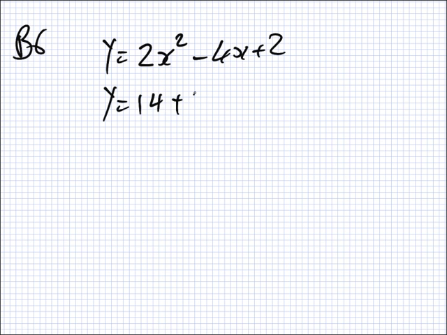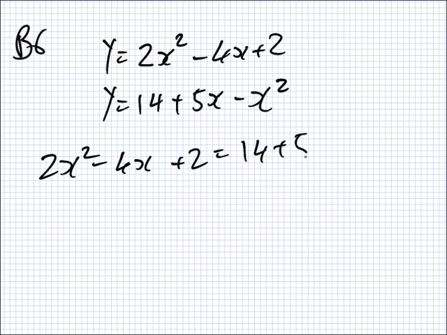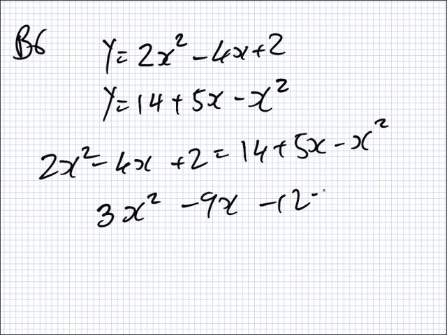Sorry, I just realised something here, but that's okay. We make them equal. So 2x squared minus 4x plus 2 equals 14 plus 5x minus x squared. So that's 3x squared minus 9x minus 12 equals 0. X squared minus 6x minus 4 equals 0. Is that right? No, I've done something wrong, haven't I? No, because 9 divided by 3 is not 6, is it?